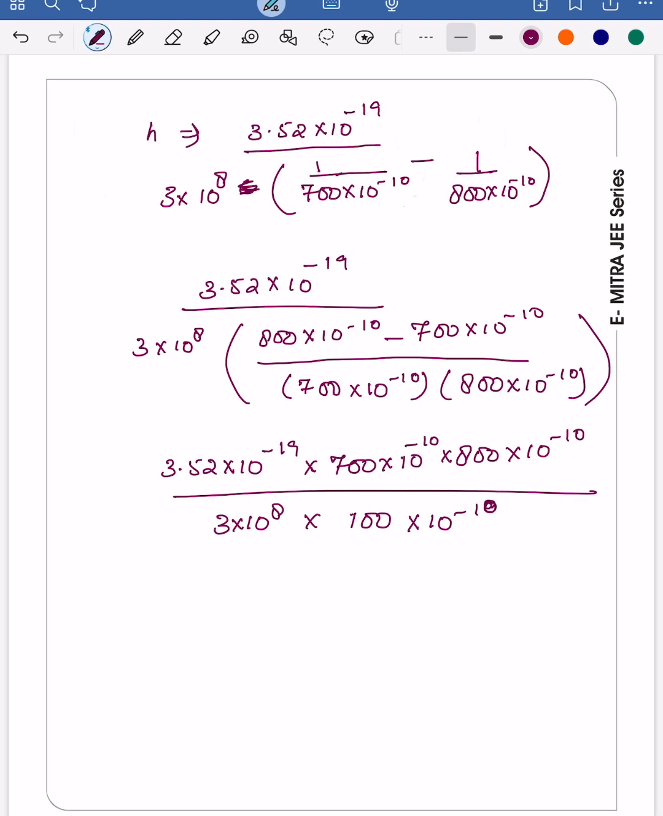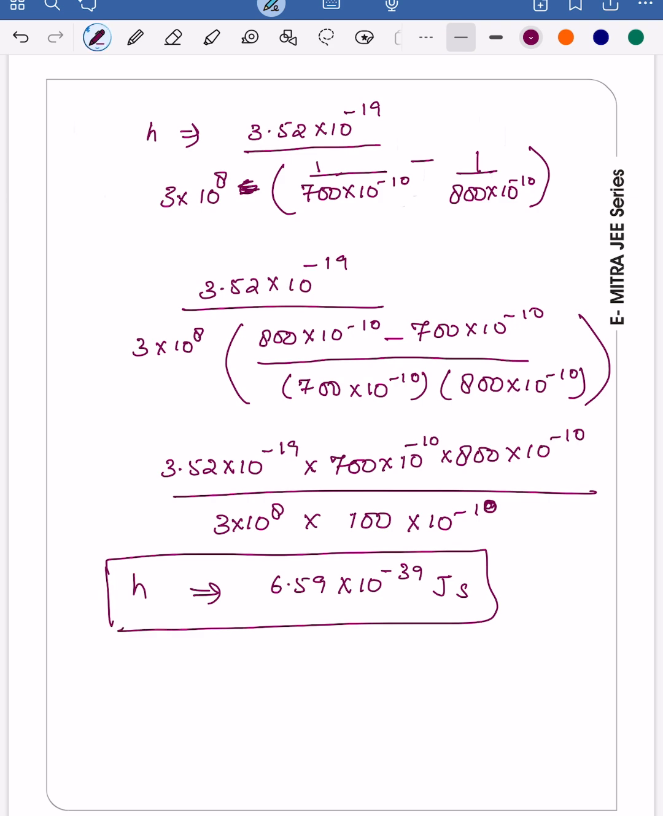10 सारे एक साथ हैंडल कर लेते हैं और इसको सॉल्व करते हैं तो दिस कम्स आउट टू बी ओके और ऊपर मल्टीप्लाई करें तो ओके तो ये पूरा आ रहा है सॉल्व करके 6.59 इंटू 10 टू द पावर -39 जूल सेकेंड। So this will be the value of H, Planck's constant. That's it.